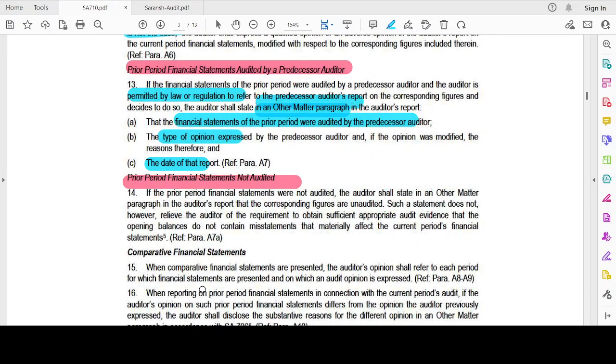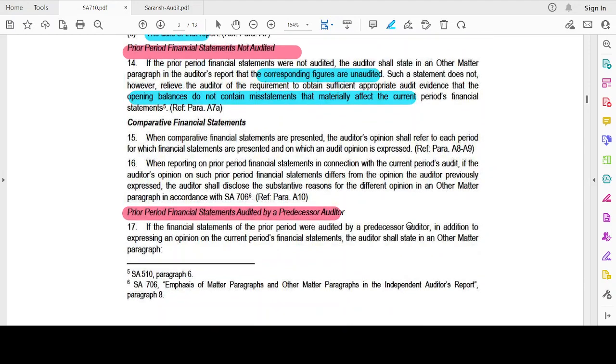What should I do now? The prior period financial statements were not audited. The auditor shall state in an Other Matter paragraph that the corresponding figures are unaudited. This statement does not, however, relieve the auditor of the requirement to obtain sufficient appropriate audit evidence that the opening balances do not contain a material misstatement, right? Because if the opening balances have some material misstatement, the same will affect the current period's financial statements.